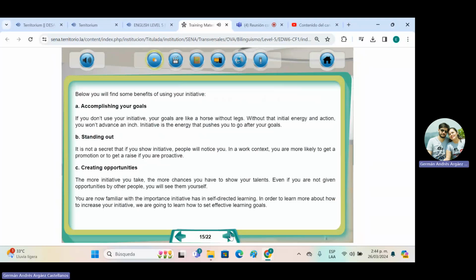You are now familiar with the importance initiative has in self-directed learning. In order to learn more about how to increase your initiative, we are going to learn how to set effective learning goals. Be smart with your goals.